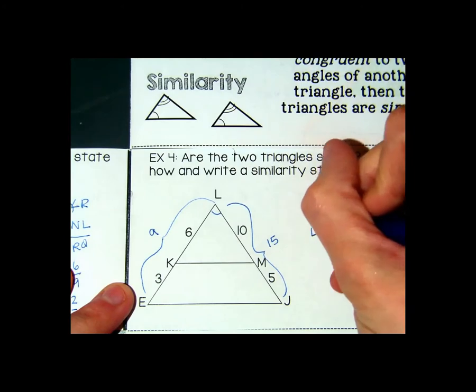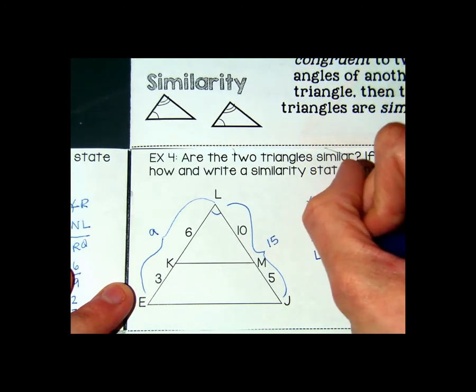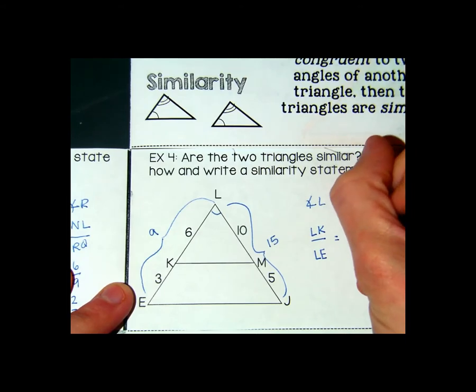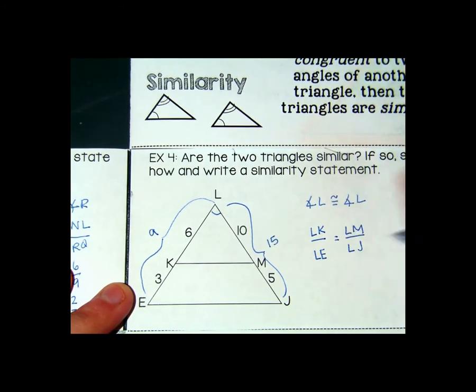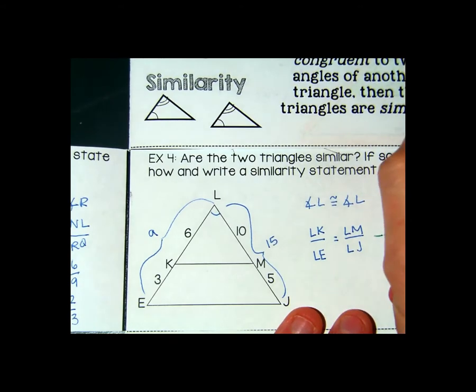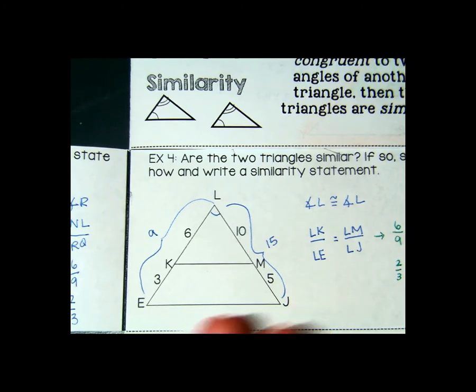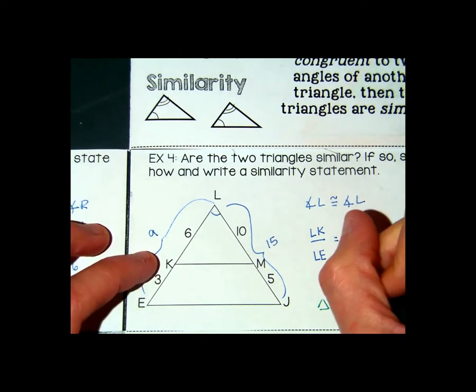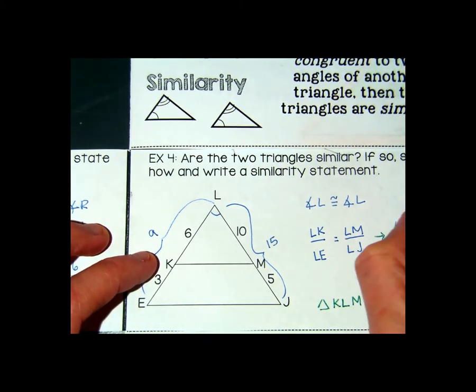So we need to see if LK over LE is the same as LM over LJ. So we're going to plug that in right here so we have some room here. So is 6 over 9 really the same, we don't know, as 10 over 15? 6 over 9 is 2/3 again. 10 over 15, if you divide by 5, is 2 over 3. That did work out. So triangle KLM is similar to triangle ELJ.